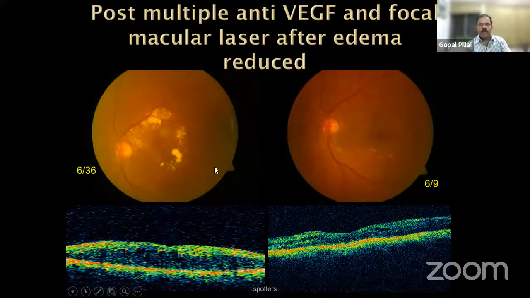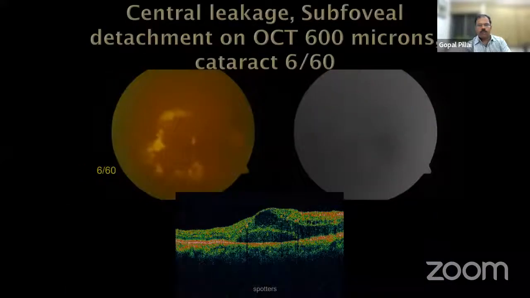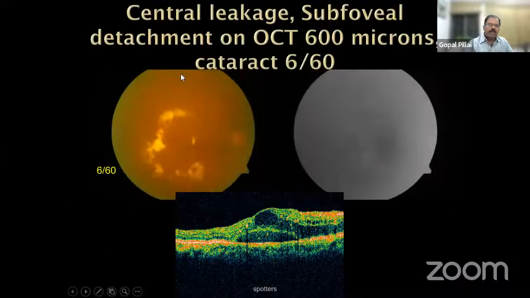So here is that case in which multiple anti-VEGFs were given. I had done a focal macular laser also. After that, the edema has significantly reduced and vision had improved to 6/9. This is again another case in which central leakage is there, central subfoveal detachment is there. So that's a type of OCT here. And cataract is there and vision is 6/60.